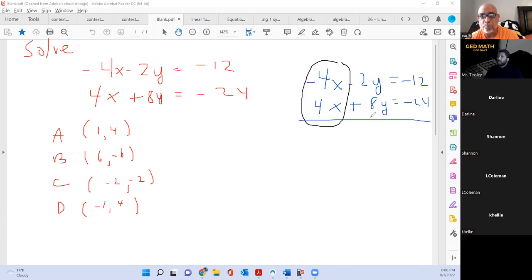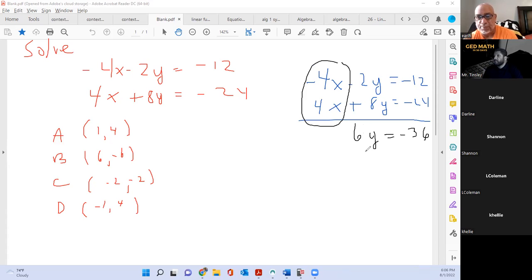So 8y minus 2y, what's 8 minus 2? 6. So we have 6y equals, and then what's negative 12 minus 24? 36. What kind of 36? Negative 36. In order to solve for y, what do we need to do?